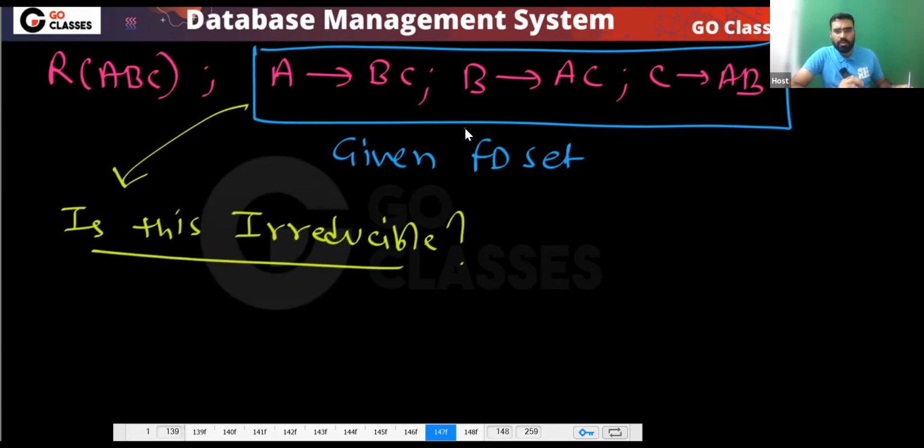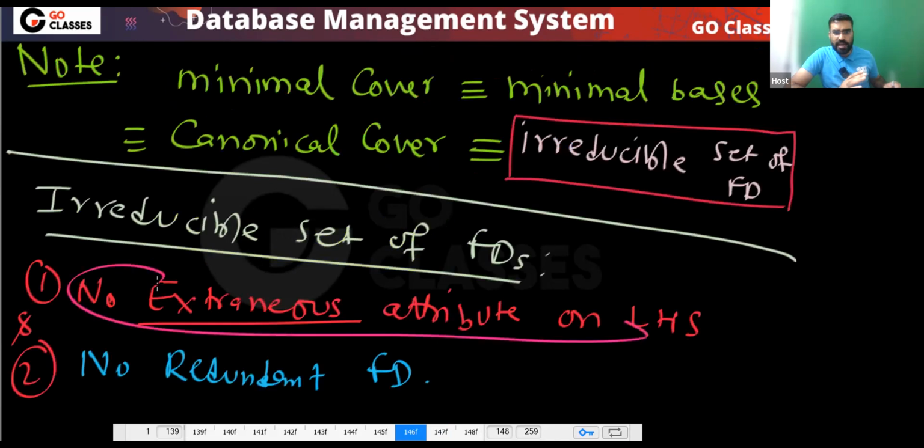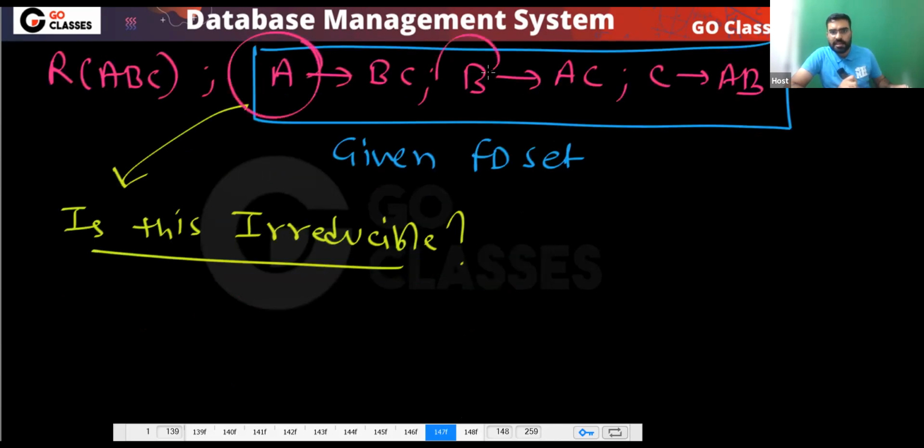First of all, on the LHS, you don't have to check anything. Do you agree with me? On the LHS, you don't have to check for an extra attribute because only a single attribute is there. So on the LHS, you cannot have an extraneous attribute.